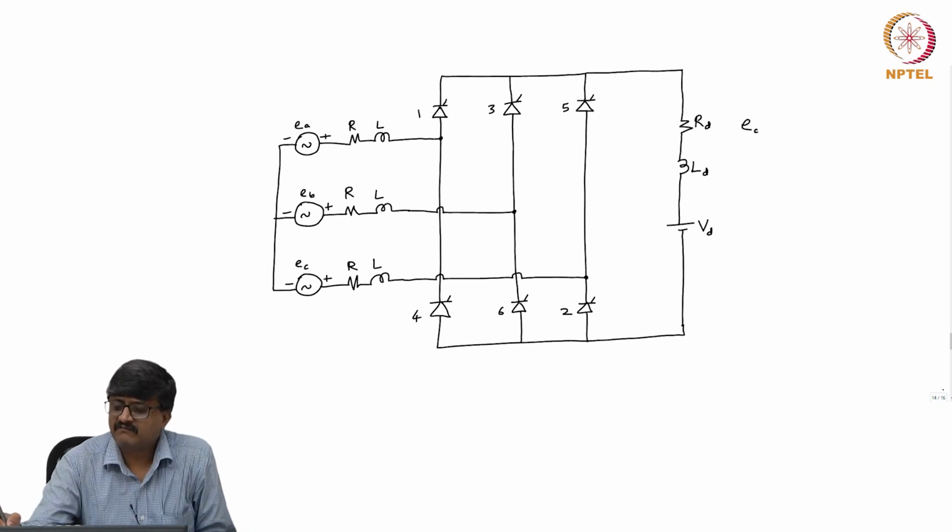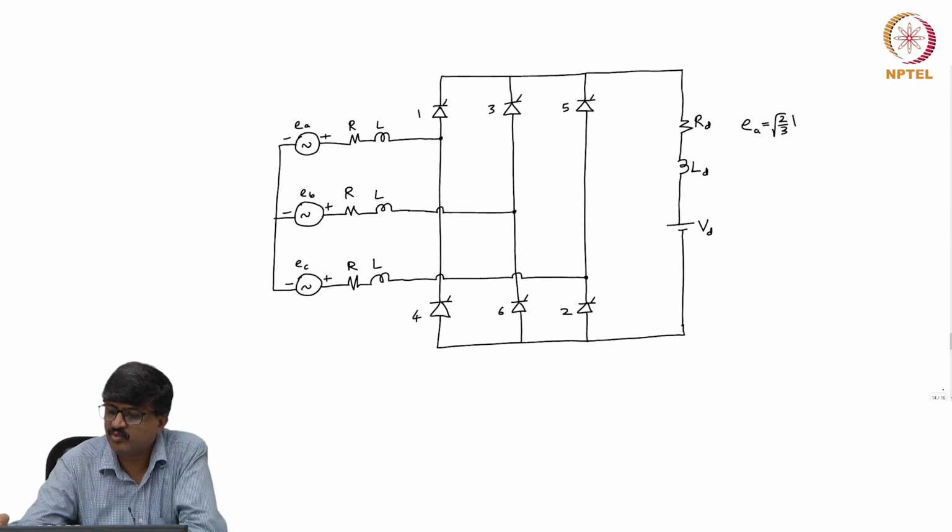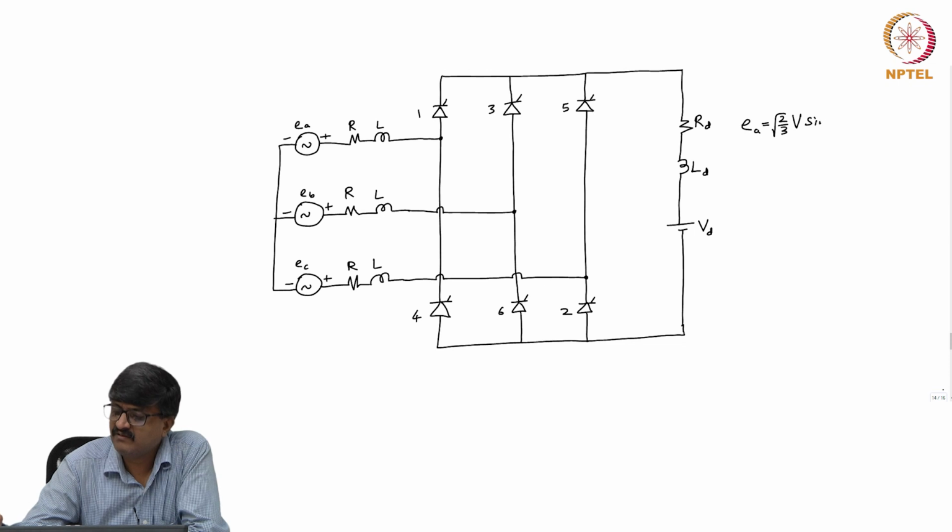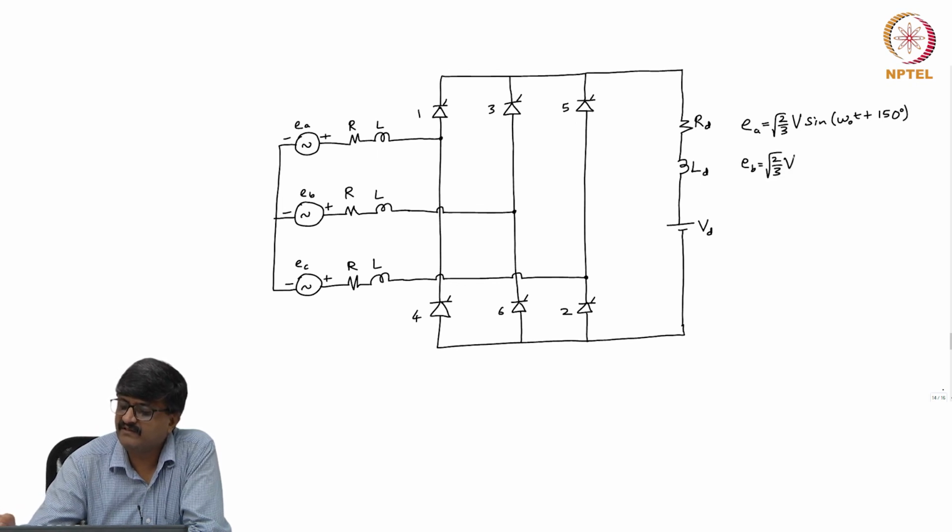So, we have the same expressions for EA, EB, EC, which we have been using. EA is root 2 by 3 V sine omega OT plus 150 degrees. EB is root 2 by 3 V sine omega OT plus 30 degrees, and EC is root 2 by 3 V sine omega OT minus 90 degrees.